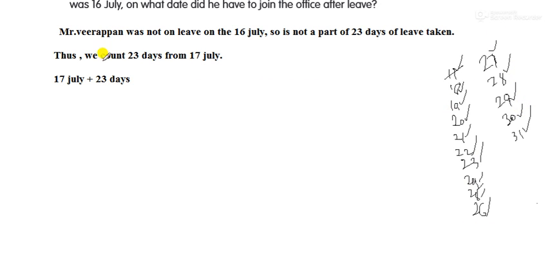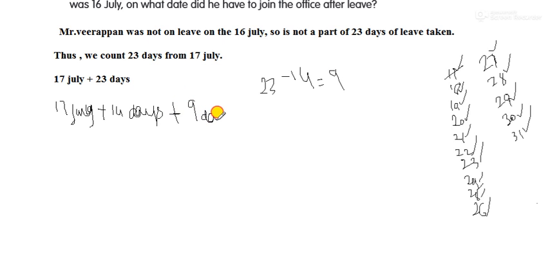14 days. Here, 17 July plus 14 days. Here subtract 23 minus 14. So how much remaining here? 23 minus 14 is 15, 16, 17, 18, 19, 20, 21, 22, 23. So it's 9 days. Now add the 9 days. So here we have cut this 23 days into 2 parts, 14 days plus 9 days.